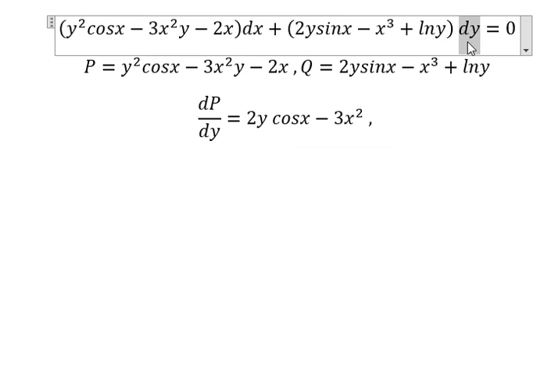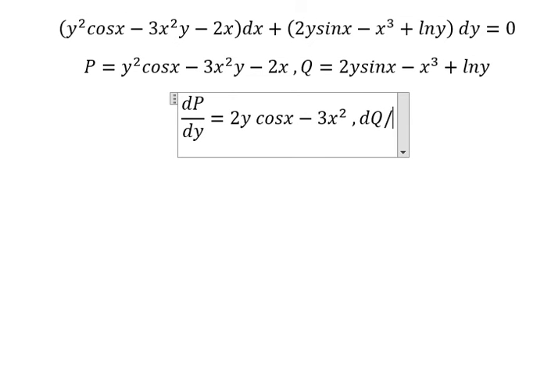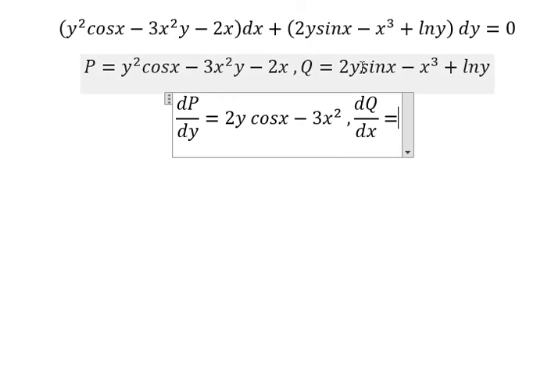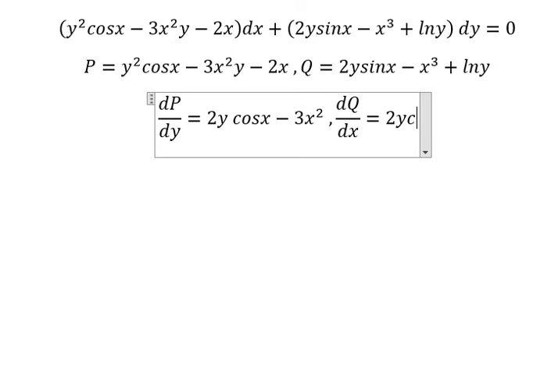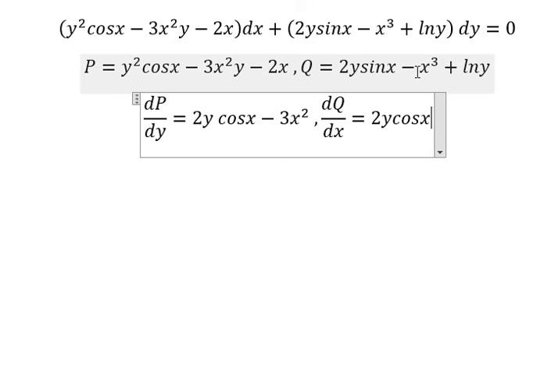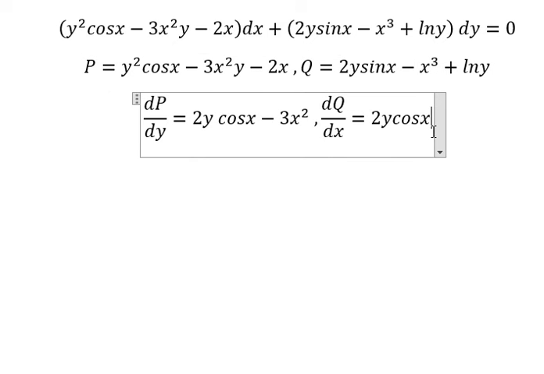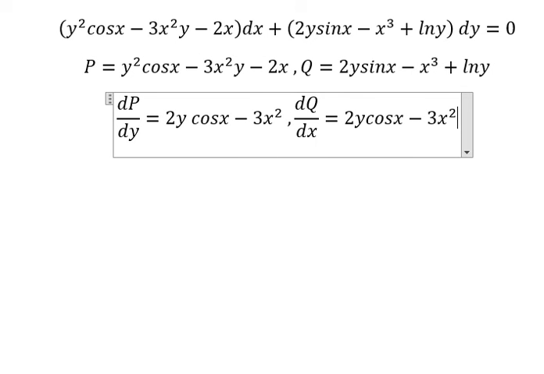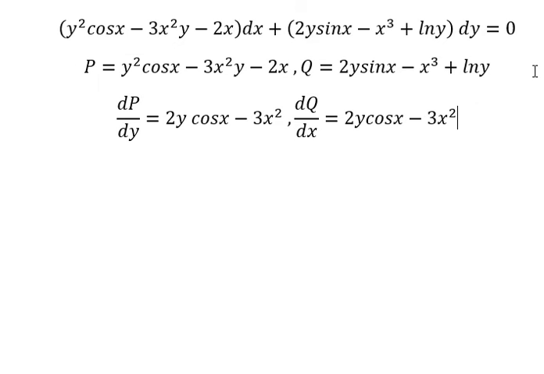We see that we have dy, so we need to do first the derivative of q with respect to x. So we have sin x. First the derivative of sin x, we have cosine x. First the derivative of x to the power of 3, we have 3x squared. This one, we don't have x, so you got about 0.